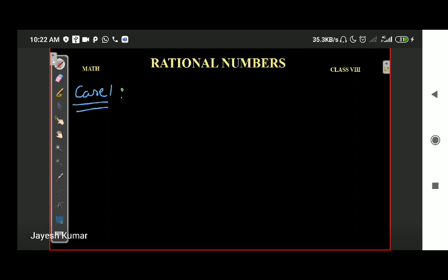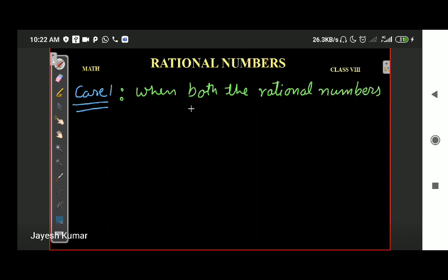When both the rational numbers to be subtracted are having the same denominator.